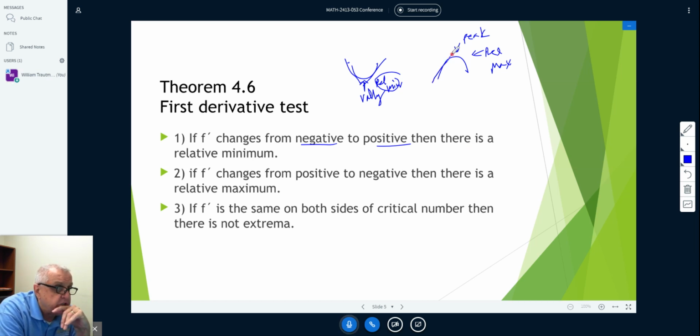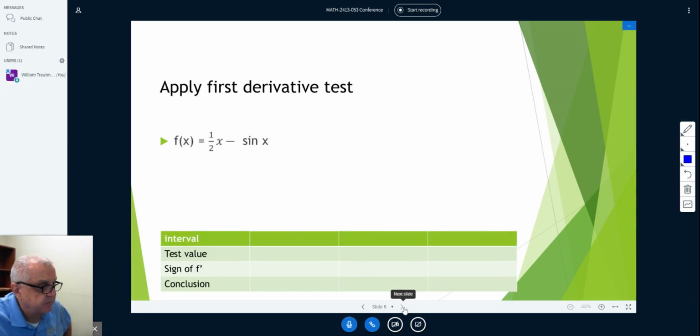If our slope goes from positive slope to negative slope, positive to negative, we have a maximum value. And if the slope is the same, there's no extrema. There's no maximum or minimum on both sides of the critical number. If it's positive slope to positive slope, then there's no valley or peak. There's no maximum or minimum. So let's take a look at this problem.